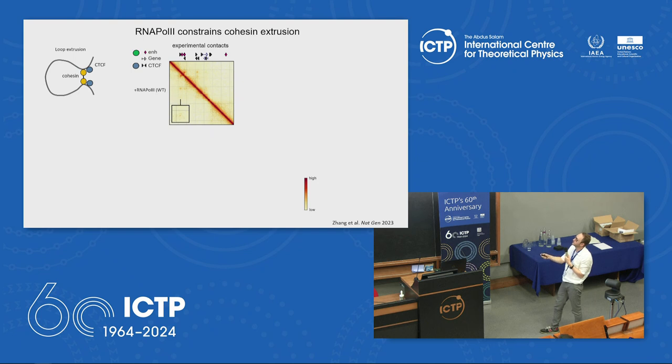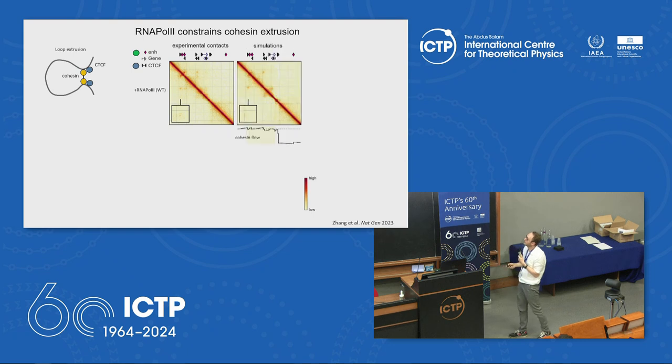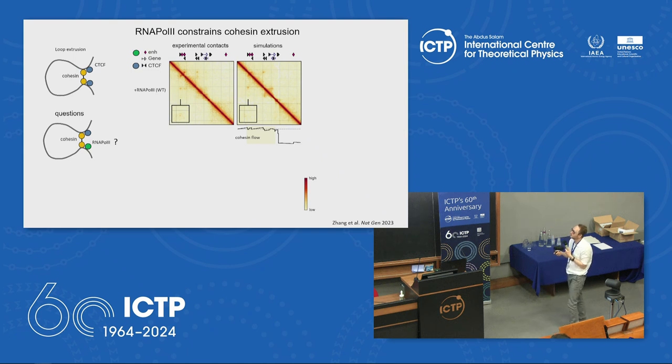Here, just a little bit of notation: these sites in red and in black are the binding sites of CTCF and of RNA-Pol2. These are the simulations that give you the contact probability matrices, and now we can also access many quantities that are not accessible in the experiment, like the cohesin flow, for instance. So the biological question was, what happens if cohesin meets RNA-Pol2 along the way? Do they interact with each other? Do they impede each other? What's the relationship? And the answer is actually yes.